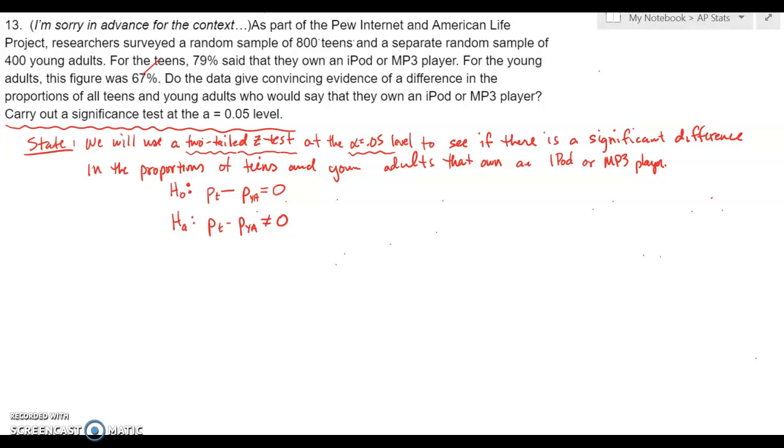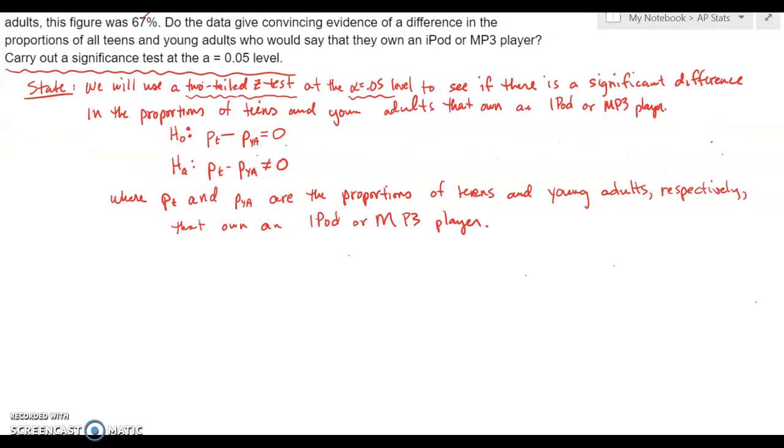And then the next thing is you want to make sure that you define the notation that you used here. You introduce some notation, P sub t and P sub ya. So we want to make sure that we define what that is for the reader. So that looks like this. So we've got our state step done here, and we want to go ahead and move on to the plan.